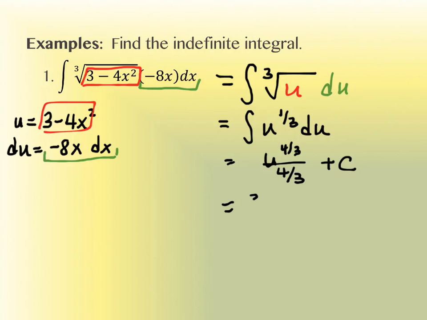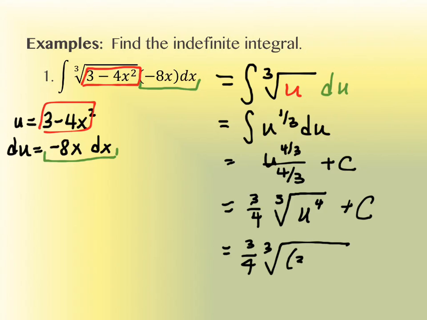So let's write that as 3/4. U to the 4/3 is the same thing as the cube root, that's what that 3 in the denominator means, of u to the 4th, plus the c. So since it started out in radical form, the answer needs to be in radical form. And then since it started out in x, the answer needs to be in x. So our last step then is to replace the u with 3 minus 4x squared. All of that is to the power of 4, and then plus c.